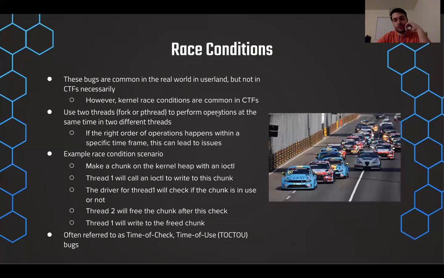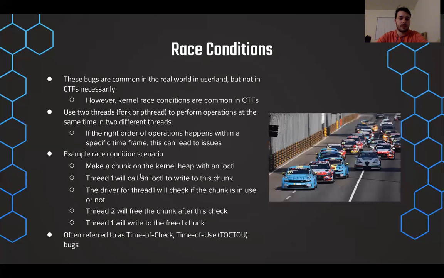Kernel race conditions are pretty common in CTFs. Userland, not so much sometimes. Like I was saying, you're going to use pthread or fork to create two operations happening in two different threads at the same time. And then you have to do a little bit of brute forcing and hoping to get the exact right sequence of operations to happen in order.